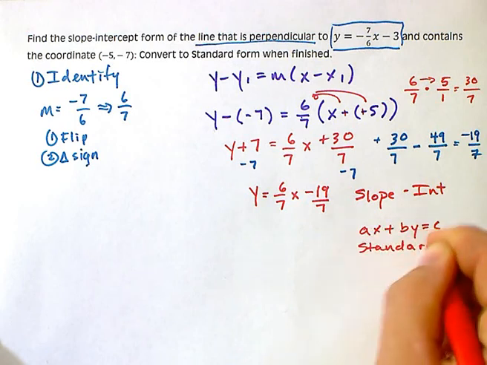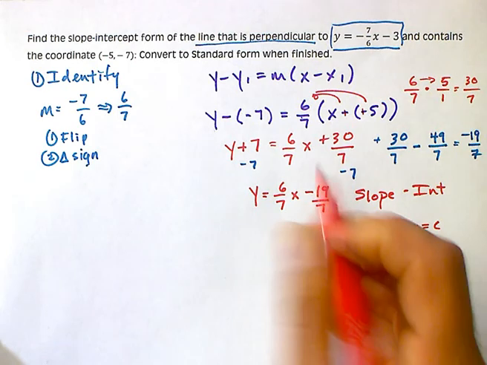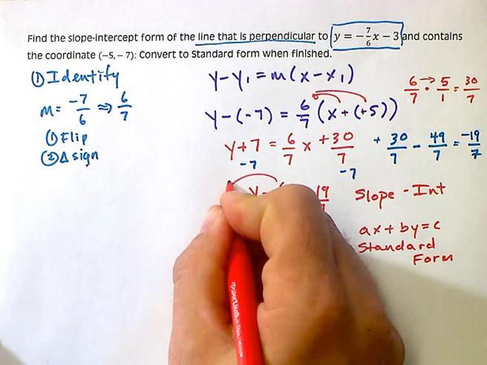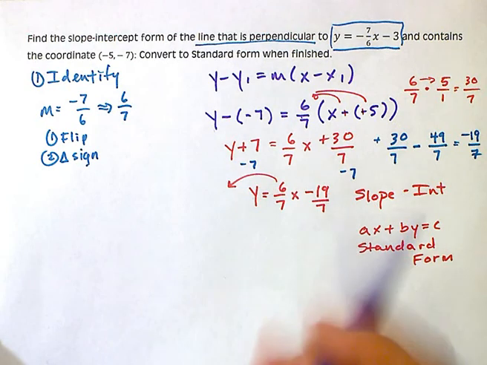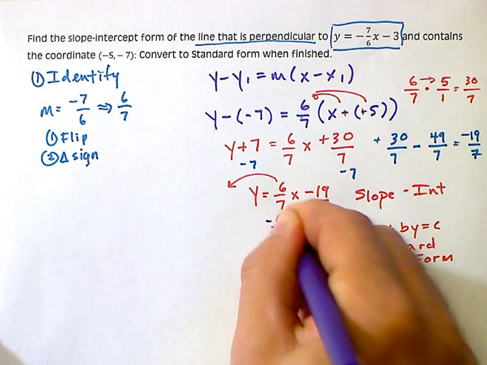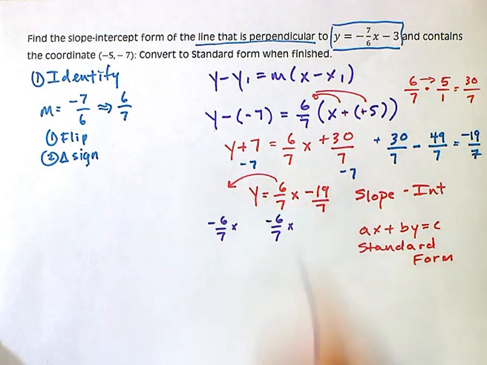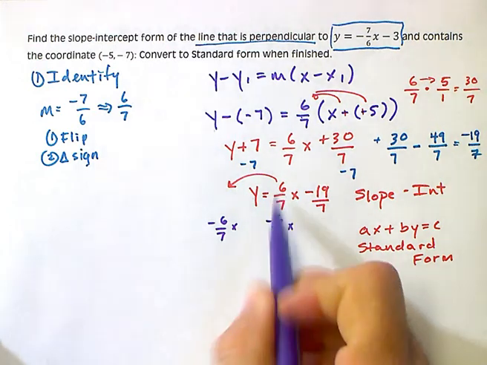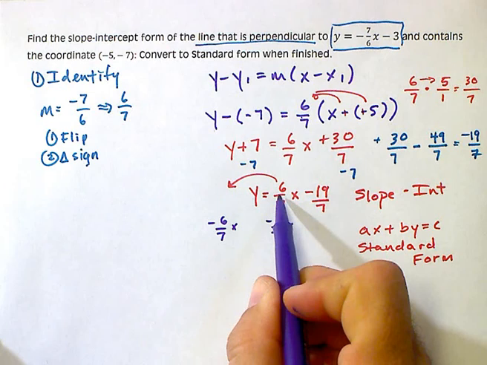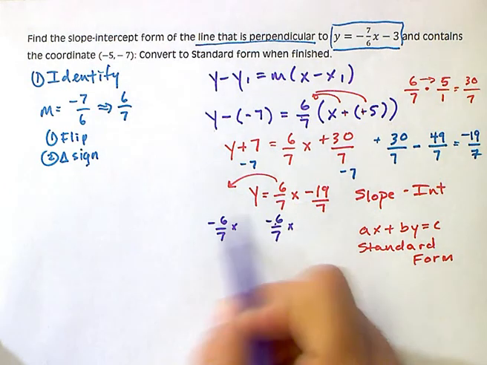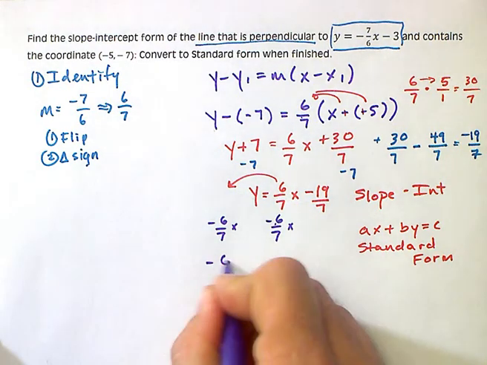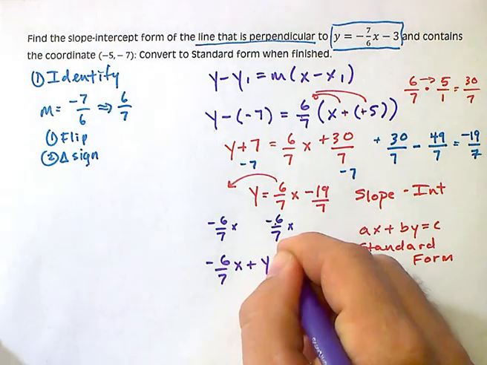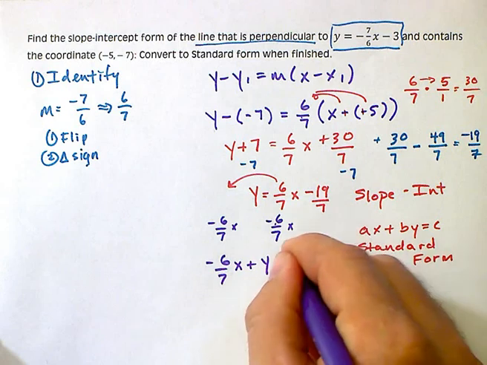Now in order to do that, you have to do a couple things. One, you have to get the x and y on the same side. So what I'm going to do is I'm going to move the 6/7x. In order to do that, I have to subtract from the positive. I basically have to do an inverse movement of subtracting from both sides. And I get a negative 6/7x plus y is equal to negative 19/7.